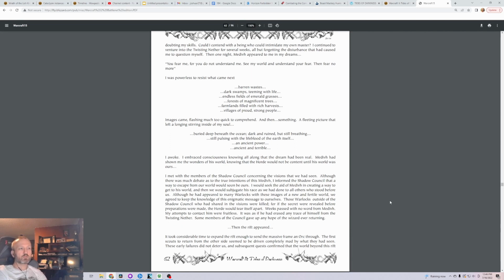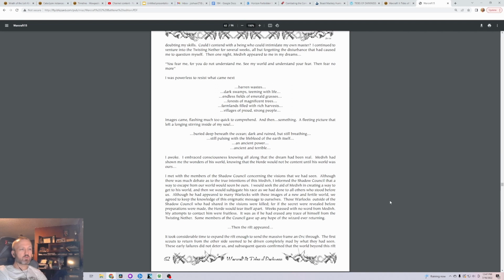Medivh had shown me the wonders of his world, knowing that the Horde would not be content until his world was ours. I met with the members of the Shadow Council concerning the visions that we had seen. Although there was much debate as to the true intentions of this Medivh, I informed the Shadow Council that a way to escape from our world would soon be ours. I would seek the aid of Medivh in creating a way to get to his world, and then we would subjugate his race as we had done to all others who stood before us.